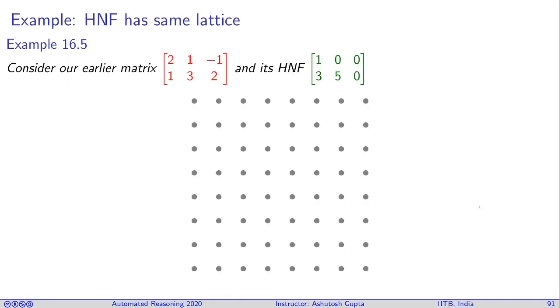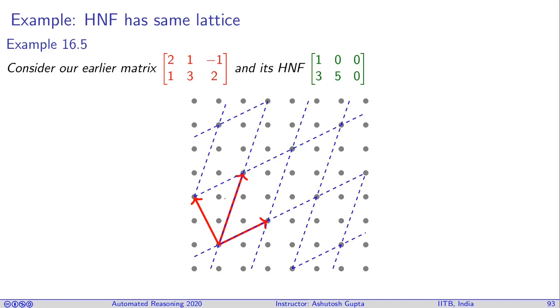Let's look at what happens in the case of our original matrix and in our HNF matrix. If this was our original three vectors and we try to draw the lattice generated by these three vectors, you will find that these dark points are where we have a lattice. If you use any of them as the b vector, then there will be an integral solution.